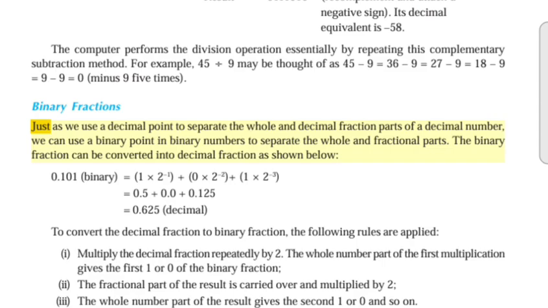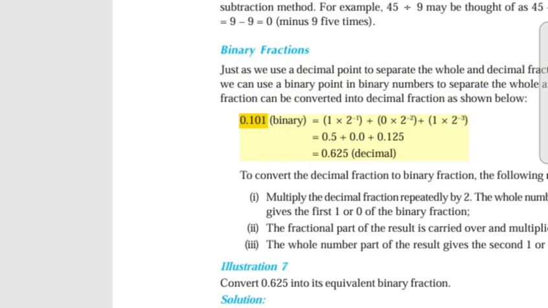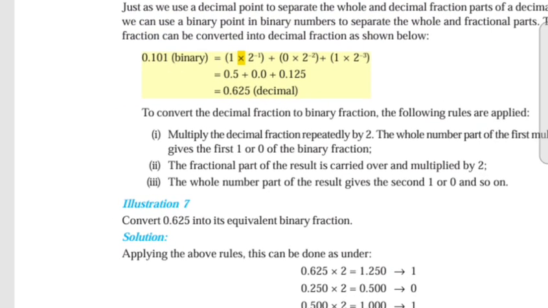Binary fractions. Just as we use a decimal point to separate the whole and decimal fraction parts of a decimal number, we can use a binary point in binary numbers to separate the whole and fractional parts. The binary fraction can be converted into decimal fraction as shown below. 0.101 binary equals 1 times 2 to the power minus 1 plus 0 times 2 to the power minus 2 plus 1 times 2 to the power minus 3 equals 0.5 plus 0.0 plus 0.125 equals 0.625 decimal.